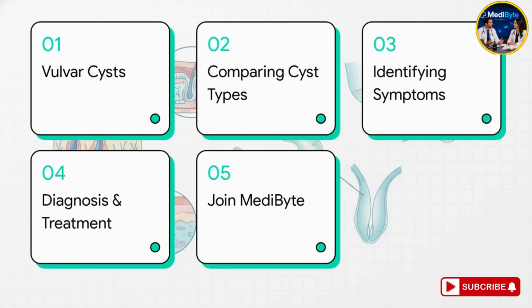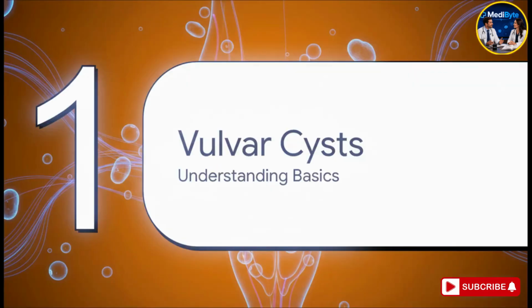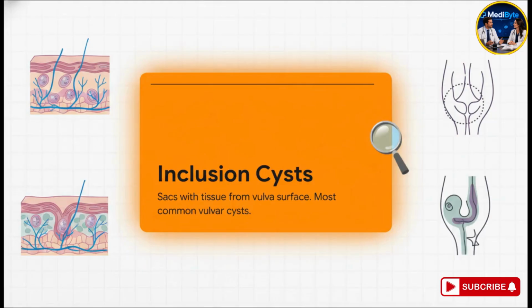Here's our roadmap for today's explainer. First, understanding vulvar cysts, then comparing cyst types, identifying the symptoms, diagnosis and treatment, and finally, joining the MediByte community. All right, Section 1, Understanding Vulvar Cysts. To kick things off, let's do a really quick anatomy refresher. The vulva is the area containing the external female genital organs, and cysts here are actually incredibly common.